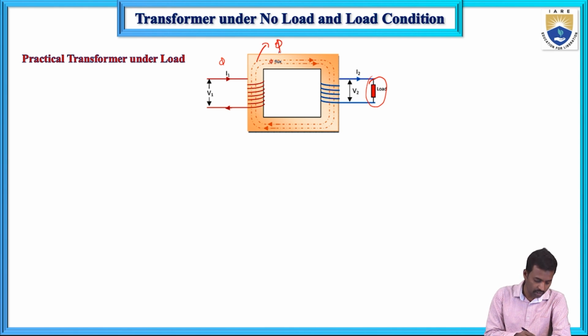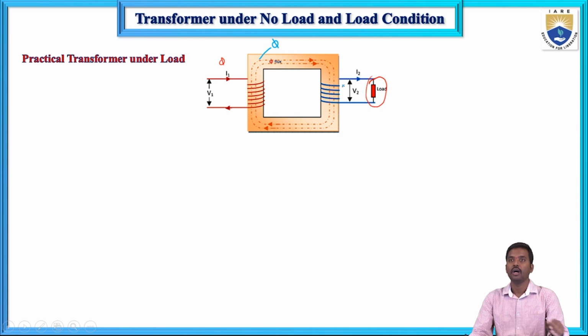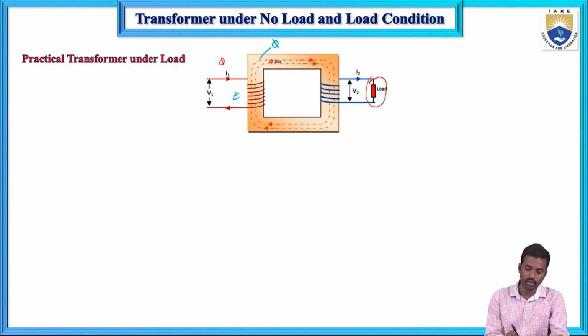Let me change the color over here. This is the phi. And next, this phi links with the transformer primary winding and secondary winding. According to Faraday's law of electromagnetic induction and the mutual inductance concept, induced EMF will be developed in the primary winding and secondary winding depending on the number of turns in the primary and secondary respectively. This is E2. And when you connect the load, current flows in the secondary winding.